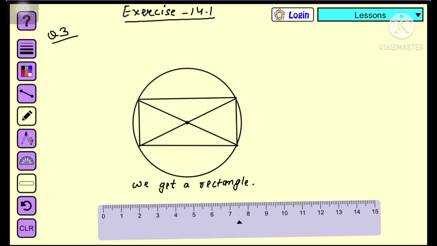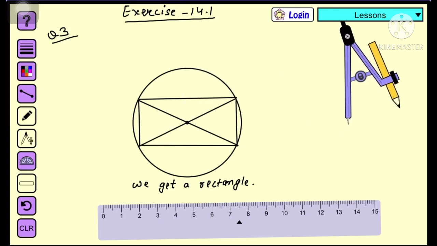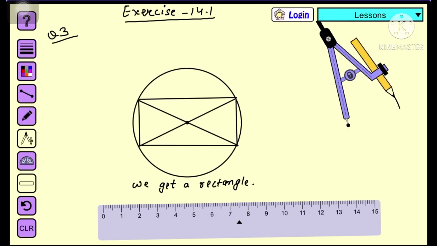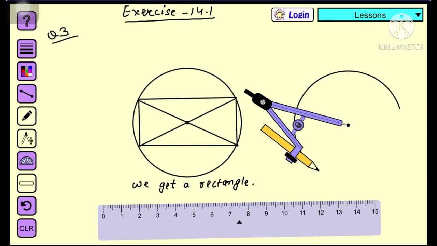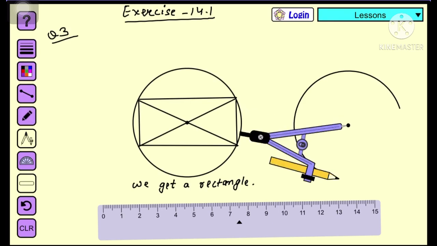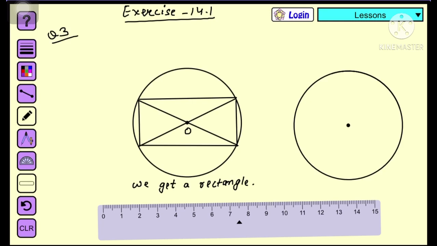Now the second part of this question is: what figure is obtained if the diameters are perpendicular to each other, meaning the angle between the two diameters is 90 degrees? Again we will draw a different circle. We can take the same radius, no problem. This point is also O.